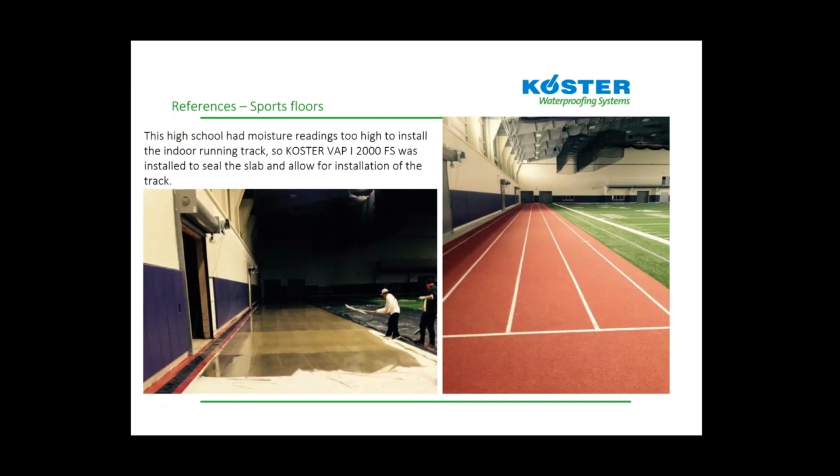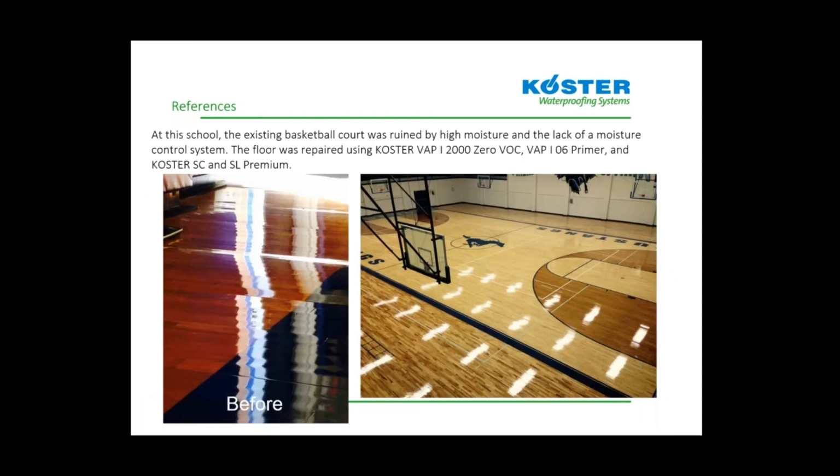Very commonly, we work with sports floors, either indoors or outdoors, where tracks have very high moisture readings, which are too high to install the indoor running track or the sports floor system. So we use the VAP 2000 to seal the slab and allow installation of the track. Obviously, we have a before and after picture. On the right is the picture of the finished sports flooring system.